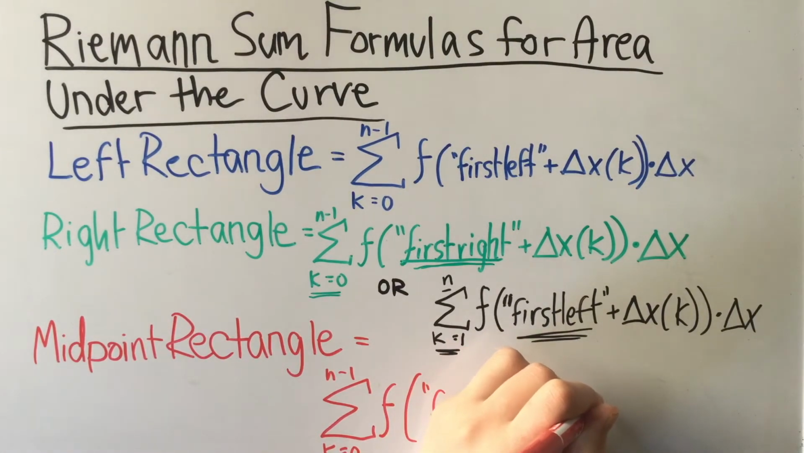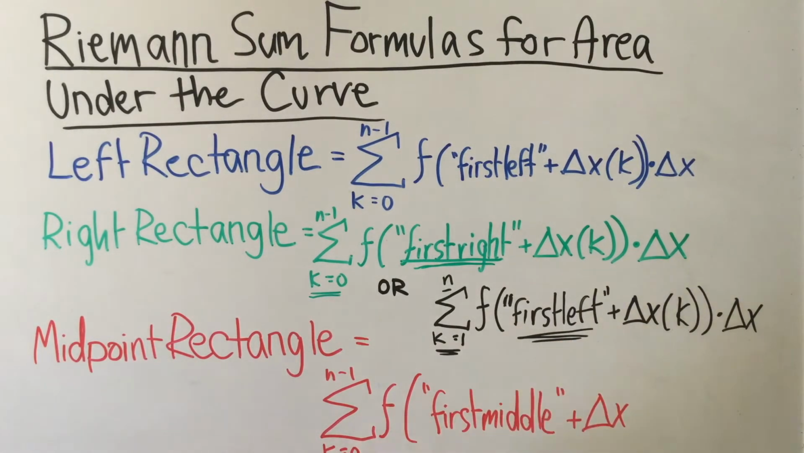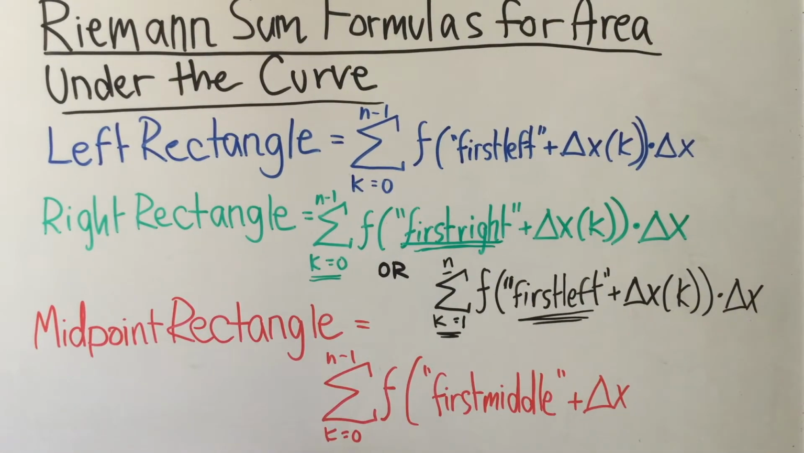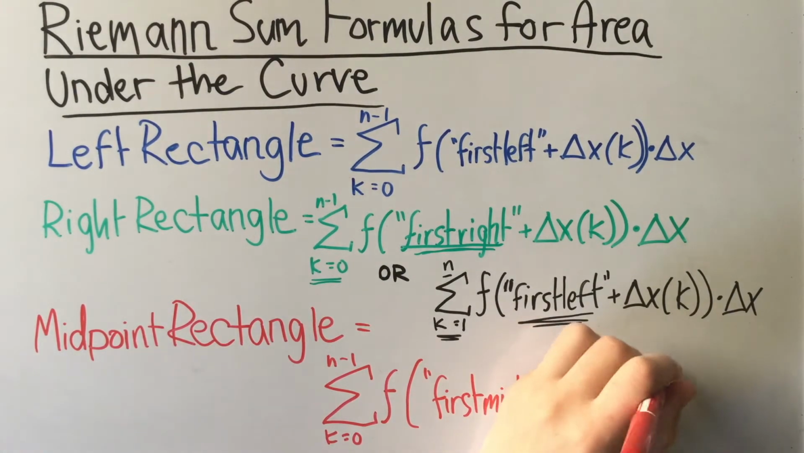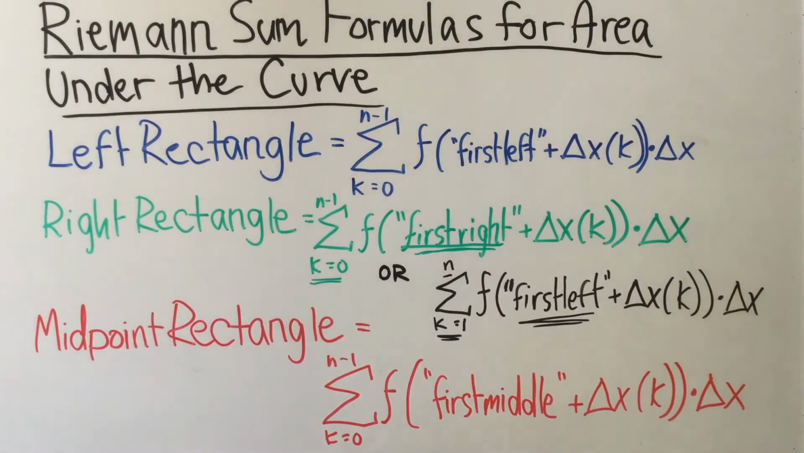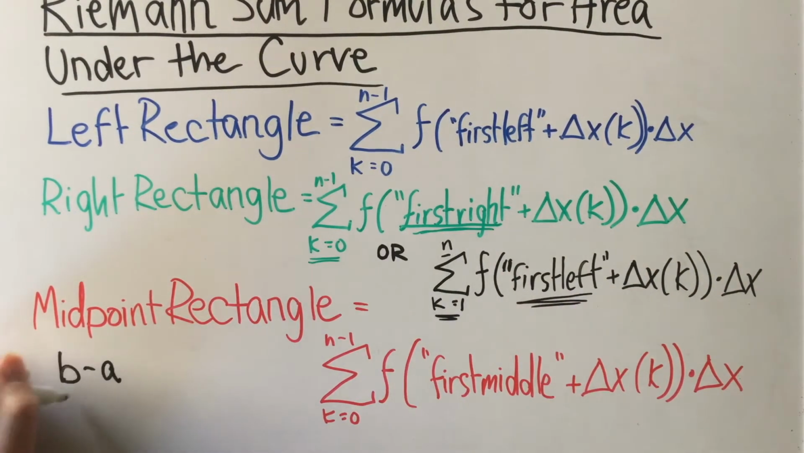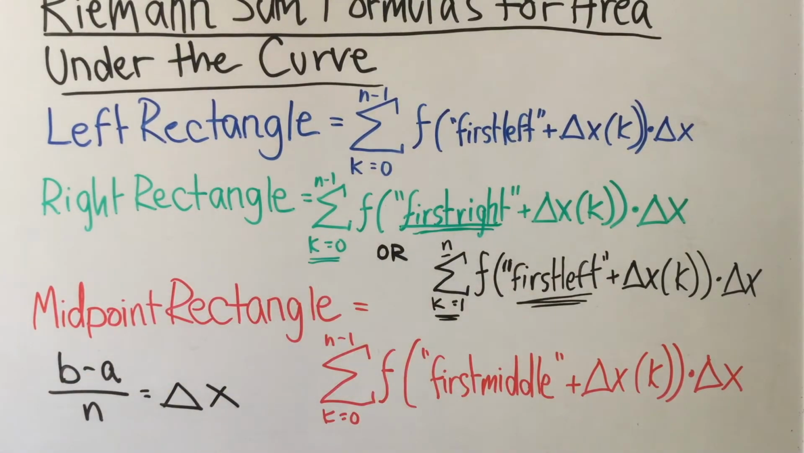Your a value is your leftmost x value. Your change in x is the width of your rectangle, but you need to divide that by 2 because you're only going halfway into your first rectangle, and that's what your first middle is. And lastly, I just drew in again that b minus a over n, n being the number of rectangles, is going to be equal to your change in x, and that's important to know as well. Just to clarify, the change in x is the width of your rectangle.